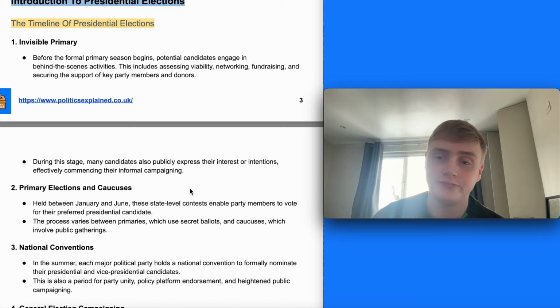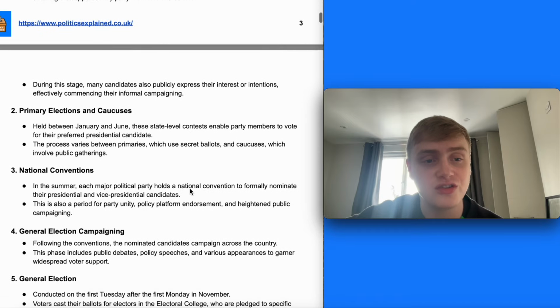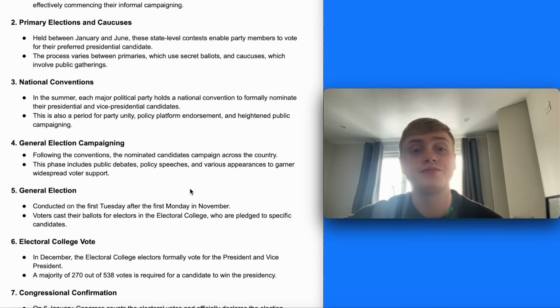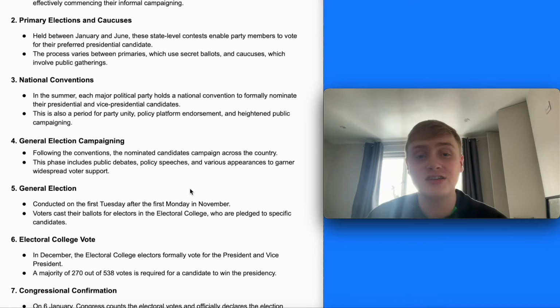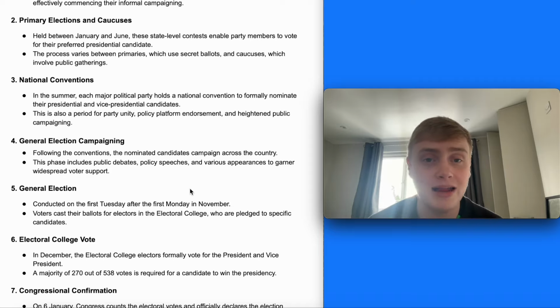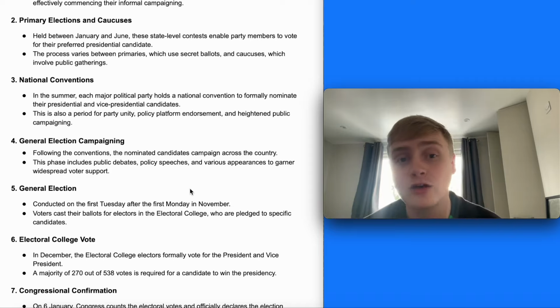informal campaigning. Then crucially, you have the primary elections, which are held between January and June, and these are state-level contests where party members vote for their preferred candidates, so this is both for the Democrats and the Republicans. It varies between primaries, which use secret ballots, and caucuses, which involve public gatherings.